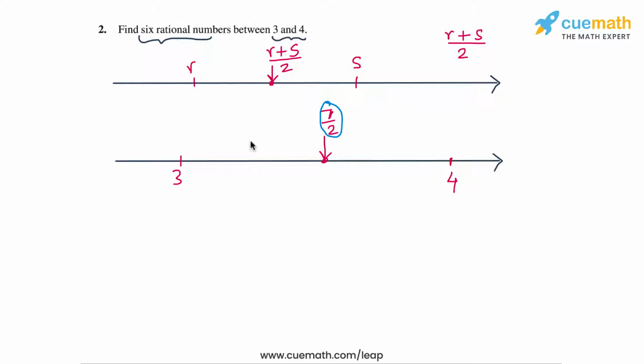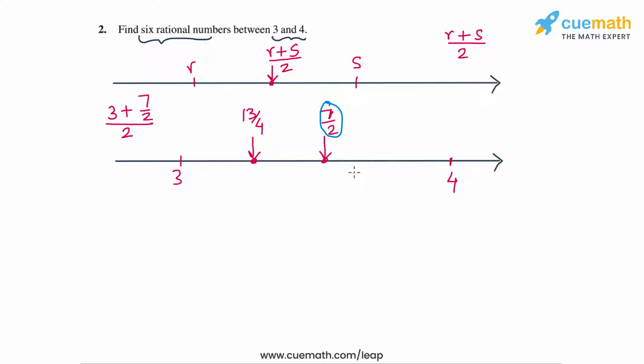The midpoint between 3 and 7 by 2, which will lie here, will be 3 plus 7 by 2 by 2. So 3 plus 7 by 2 by 2. So this is actually 13 by 2 by 2 or 13 by 4. So 13 by 4.